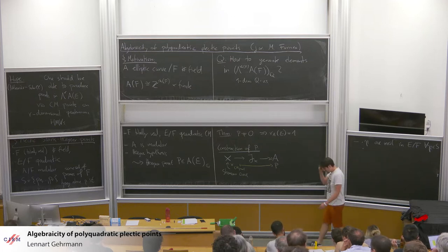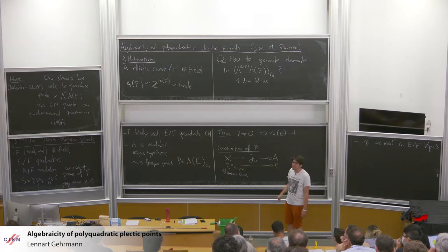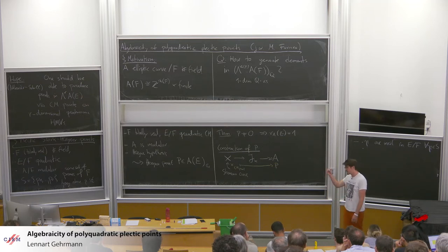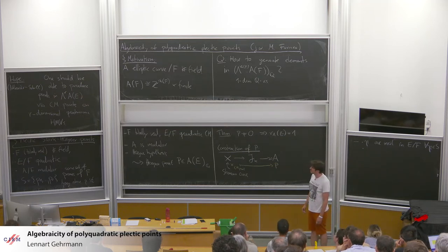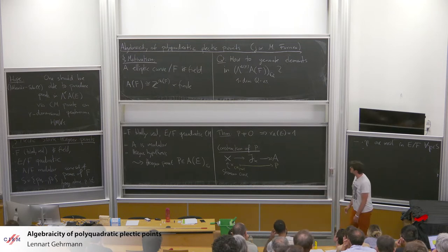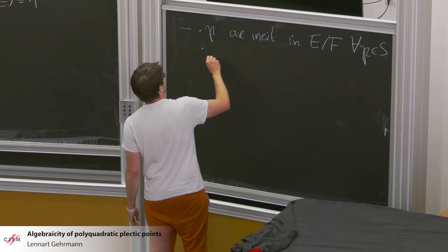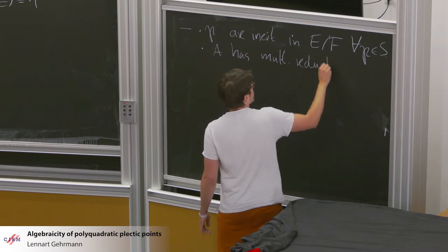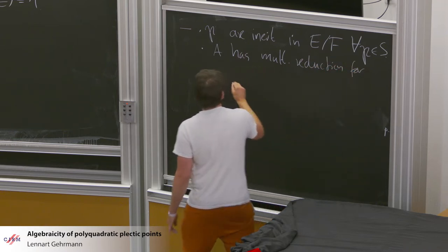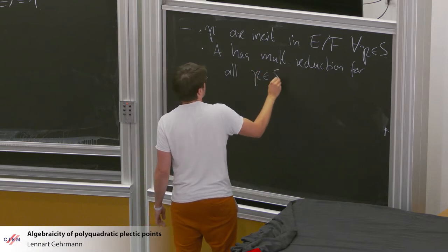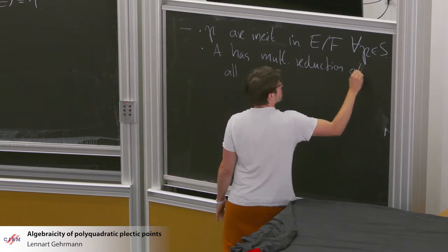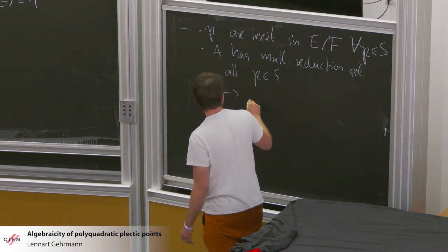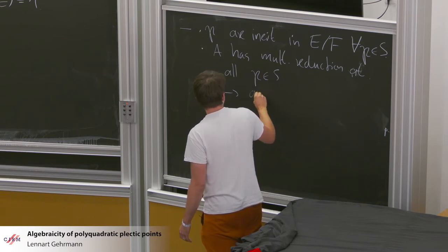And so if you look at the Archimedean places, you know that there's always a complex uniformization of your elliptic curves by C modulo some lattice. Something similar is not true in the p-adic case, so we have to assume this. And the right assumption here is that A has multiplicative reduction at all p in S. So this is the same as having analytic uniformization.